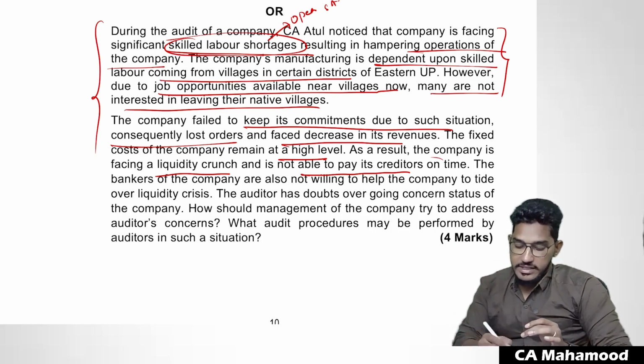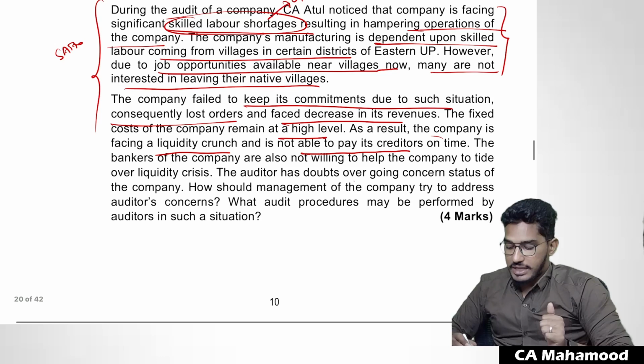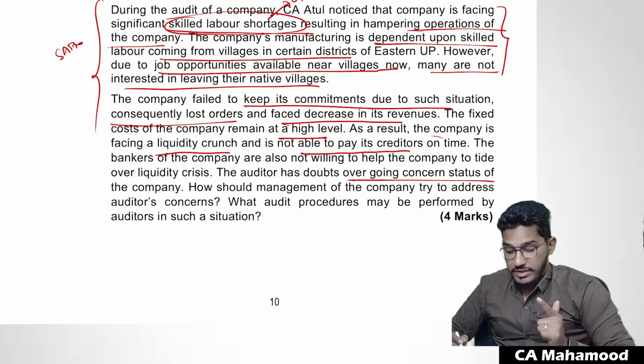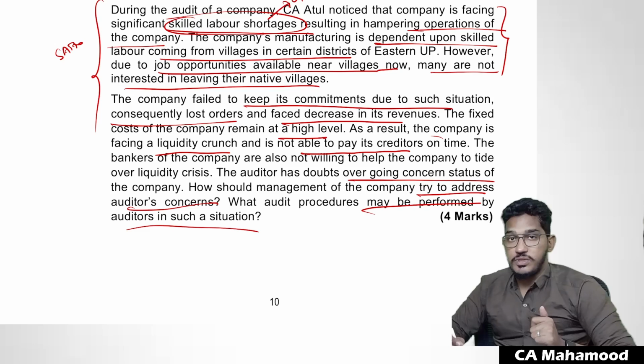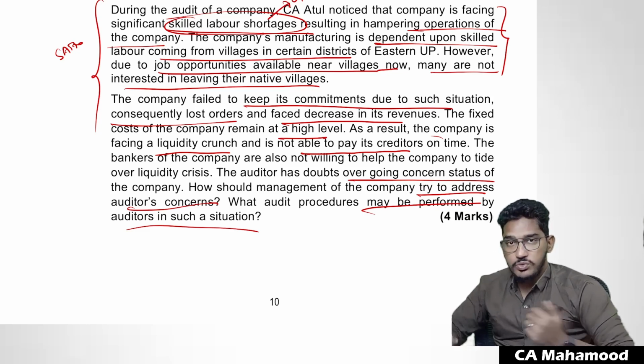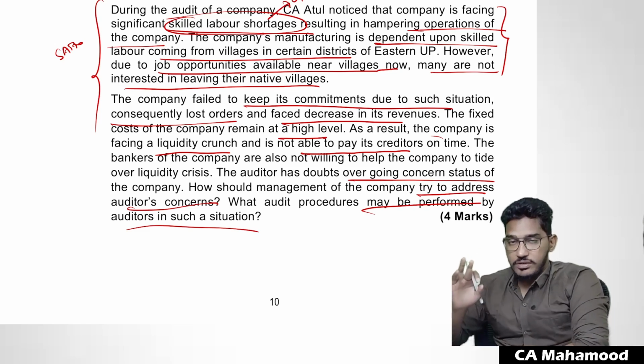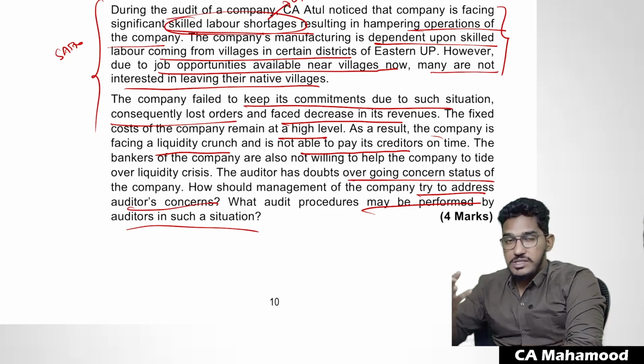So the question is regarding SA 570. It is relating to going concern. The auditor has doubts over the going concern status of the company. How should the management of the company try to address the auditor's concern? What audit procedures may be performed by the auditors in such a situation? See, they are asking two questions here. One question: these many situations the company is facing, so the auditor has got a doubt. Now what should management do to convince the auditor, sir, our going concern is still valid?